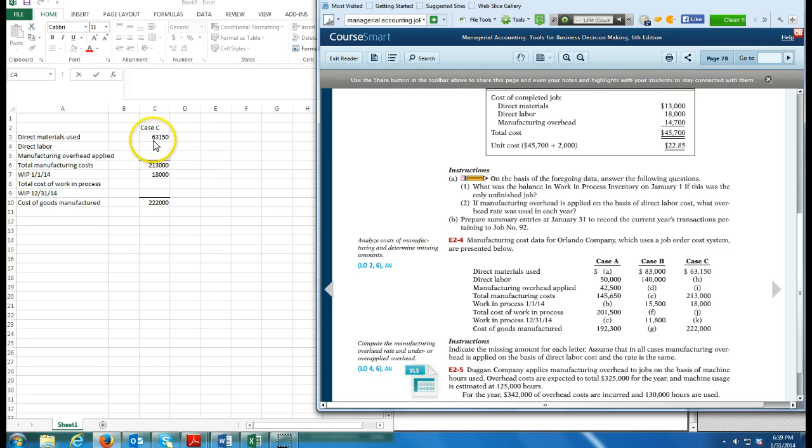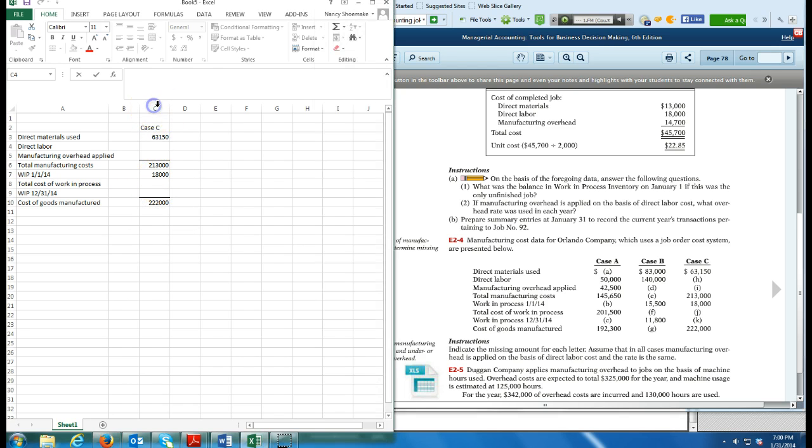We know our cost of materials. Now, we don't know our direct labor and manufacturing overhead, but we do know our total manufacturing costs. Then it gives us our work in process, and then total cost of work in process, and then we'll subtract out our ending work in process to get what we know our total goods manufactured will be. So what we need to do here is create a formula.